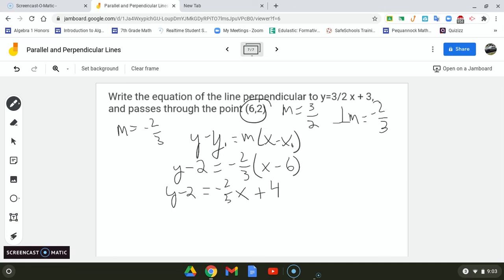So now all we have to do is move the 2. So we'll add 2 to both sides. So y is going to be equal to negative 2/3 x plus 6. And that line is going to be perpendicular to this line every time.